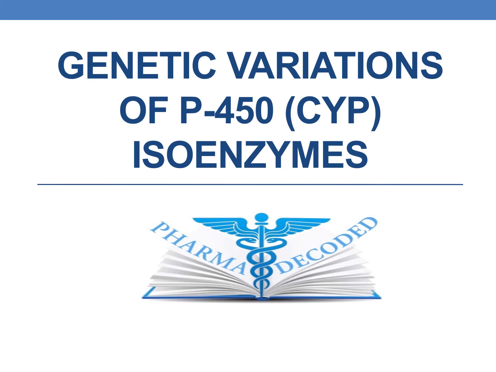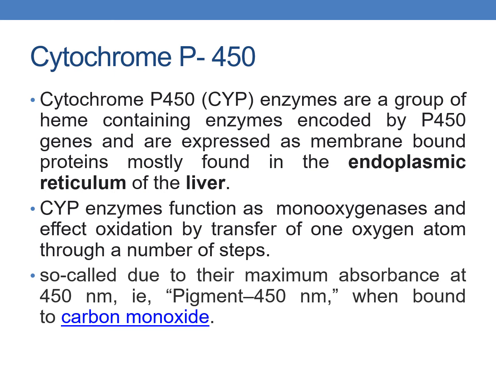Hello everyone, now let us discuss the genetic variations of P450 isoenzymes. So what is cytochrome P450? Cytochrome P450 enzymes are a group of heme containing enzymes. They are encoded by P450 genes and are expressed as membrane bound proteins, mostly found in the endoplasmic reticulum of the liver. These cytochrome P450 enzymes function as monooxygenases and they affect the oxidation by transfer of one oxygen atom through a number of steps.